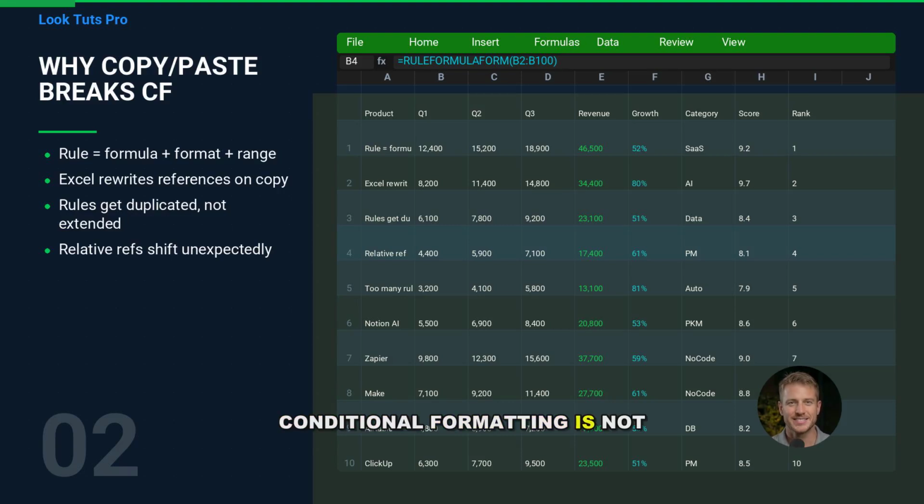Conditional formatting is not just color on cells. It's a rule object with three parts: a formula or condition, a formatting style, and an applies to range. When you copy a sheet, Excel tries to adjust those parts automatically. Sometimes that adjustment helps. But when the rule uses mixed references, external sheet references, or inconsistent ranges, Excel can duplicate the rule instead of extending it.